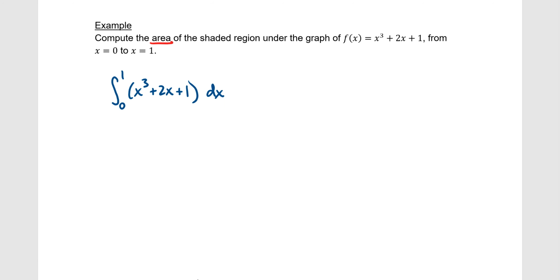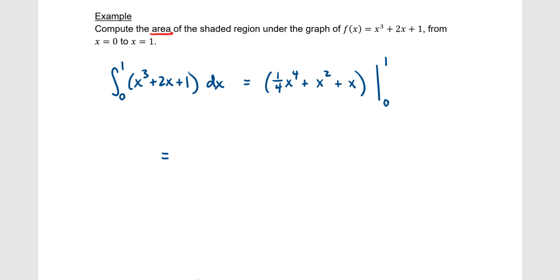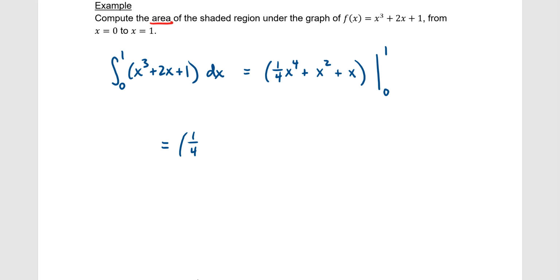So I'm going to skip ahead here and find the antiderivative of all three terms. The first term is going to be 1/4 x to the 4th. The second term is going to be x squared. The last term is going to be x. Okay, so hopefully you can do that on your own. Take a second maybe and think about how I did that. We're going to evaluate this from 0 to 1. So we're going to go ahead and plug in the upper bound and get 1/4 times 1 to the 4th plus 1 squared plus 1 minus plug in the lower bound.